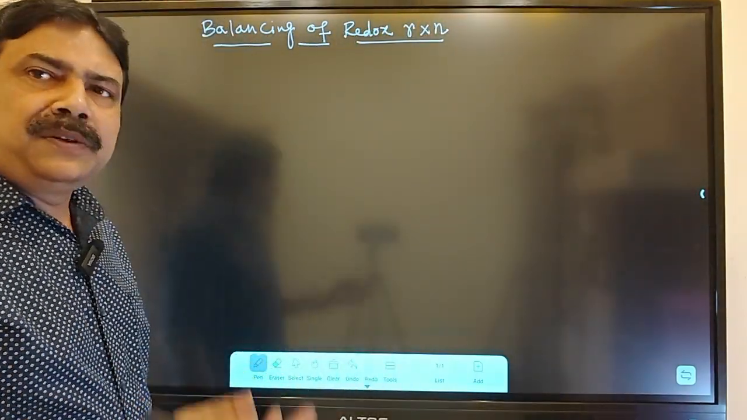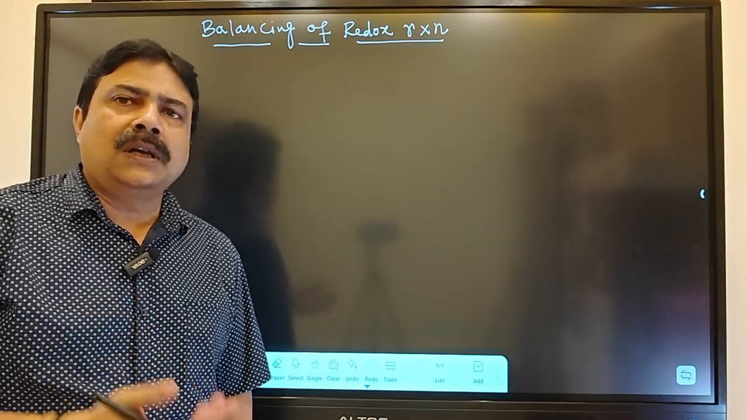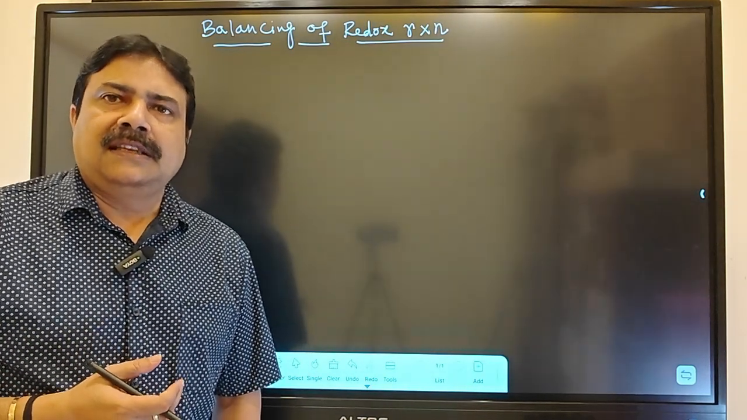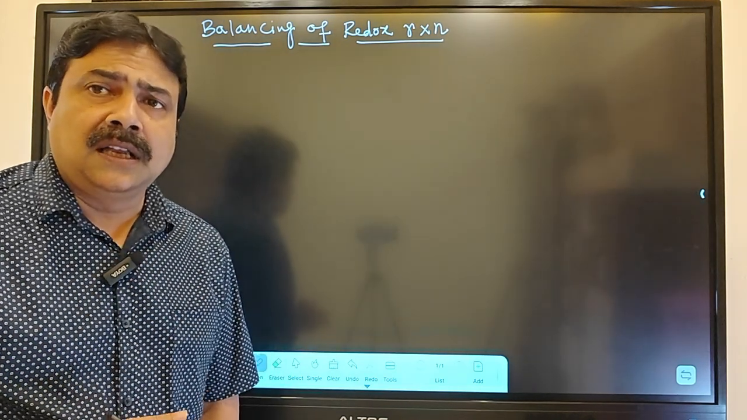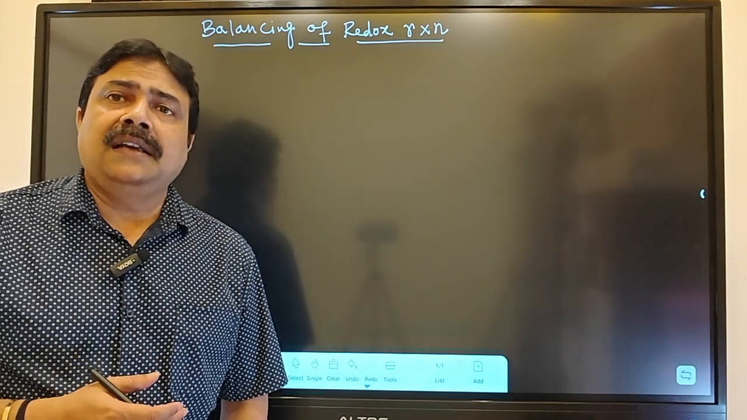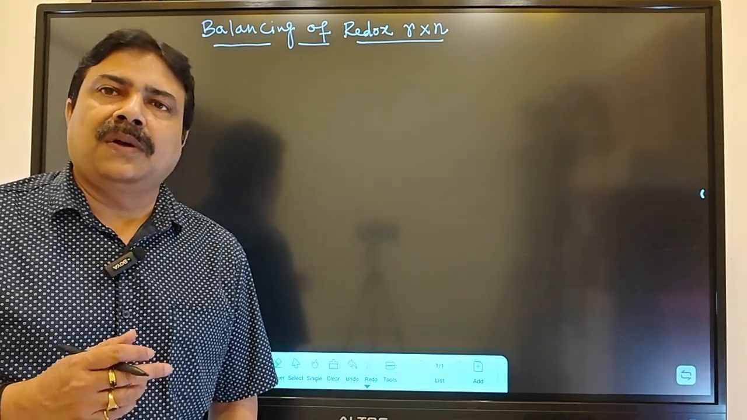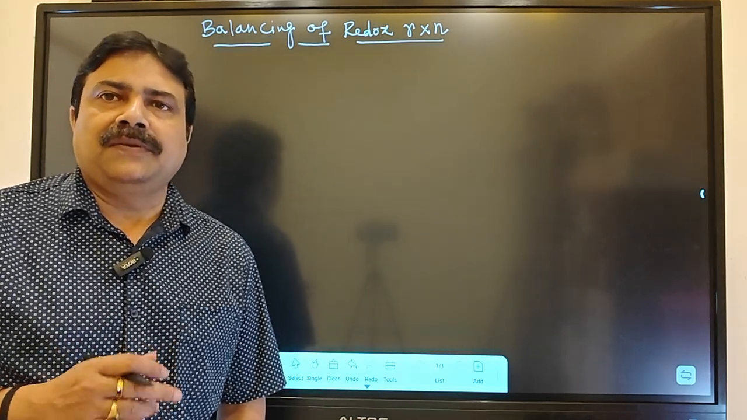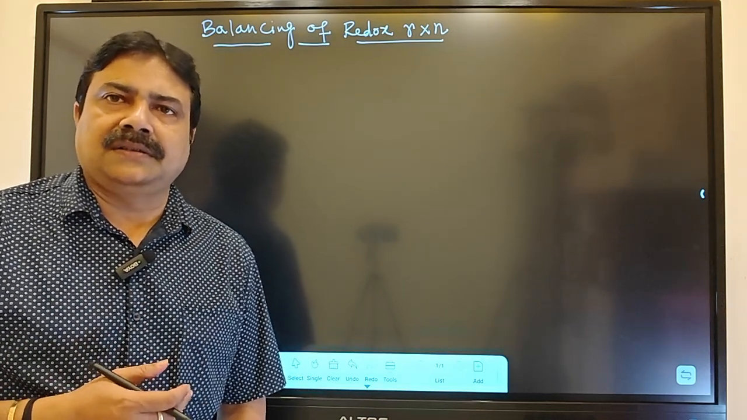Already in my previous video I explained very clearly what is called a redox reaction. That means the reactions where oxidation and reduction occur simultaneously are called redox reactions. Red is coming from reduction, ox is coming from oxidation. By combination it is called a redox reaction.